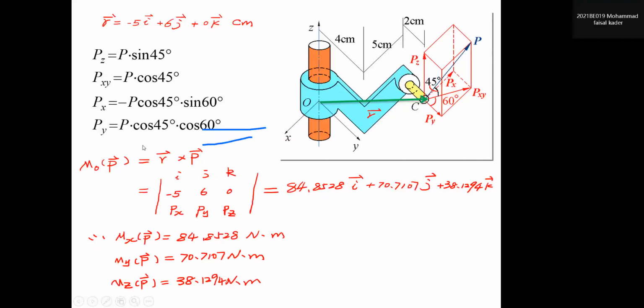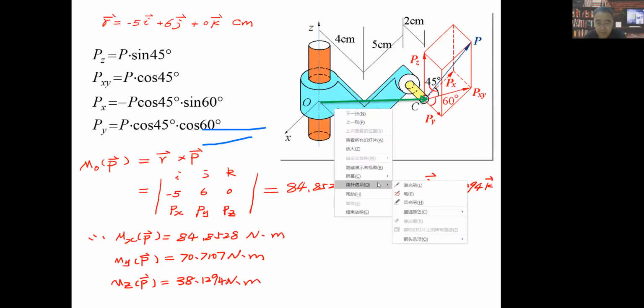Let me try to explain here. You can see this picture, right? If this angle is 45 degrees, you know Pxy should equal P times cosine 45. Do you know? You can understand, right?